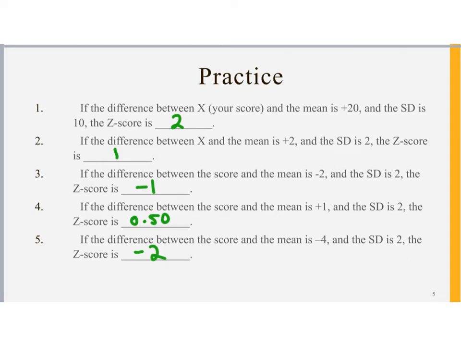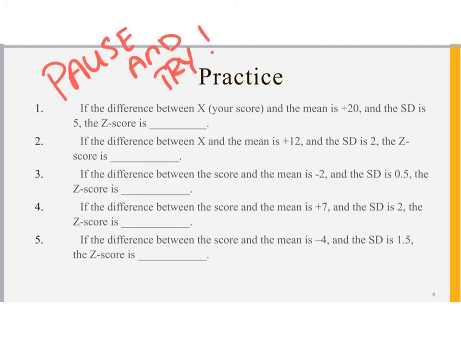In the fourth example, the deviation is +1 and the standard deviation is 2, so we're only half a standard deviation above the mean. That means our z-score is 0.5. And in the last example, our deviation is -4, indicating we're below the mean, and the standard deviation is 2, so we are 2 standard deviations below the mean, which gives us a z-score of -2.